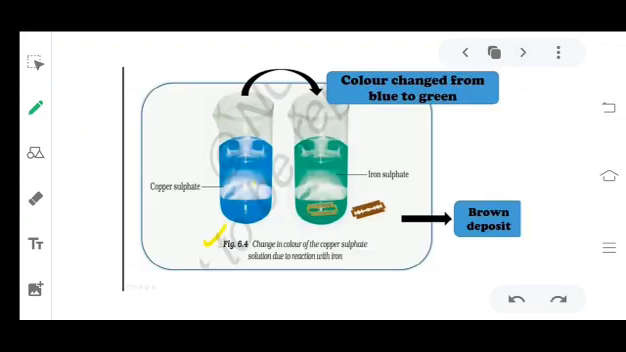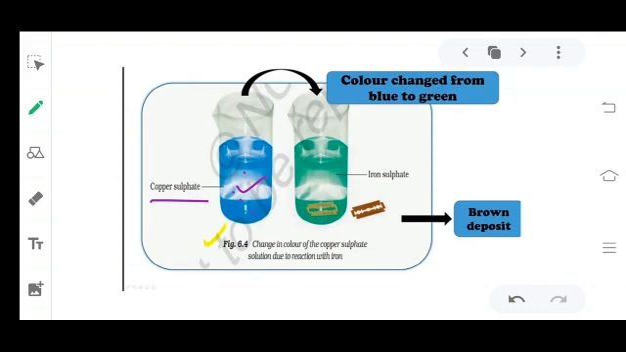Now coming to the next change, that is change in color of the copper sulfate solution due to reaction with iron. For this, we need to take a beaker half filled with water and dissolve some amount of copper sulfate, that is blue color chemical substance, and add a few drops of dilute sulfuric acid, and now add a piece of iron, a blade or a nail can be added, and leave it undisturbed for 30 minutes.